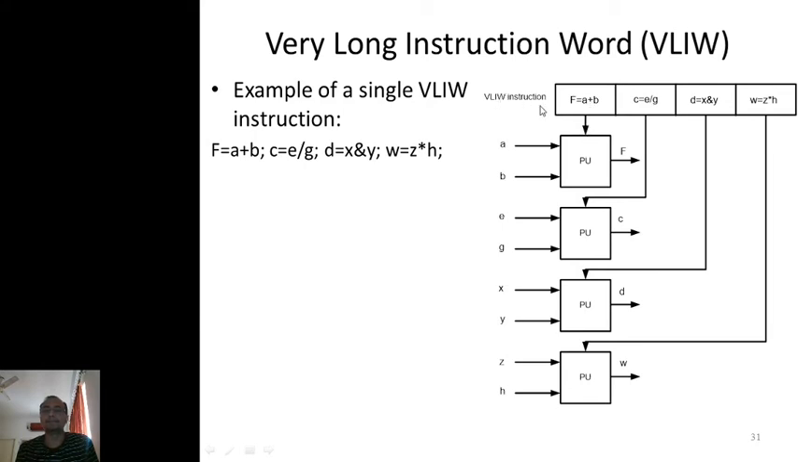So this is the VLIW instruction, which has multiple opcodes and multiple operands. The opcodes are designed in such a way that they indicate multiple operations, and the operands are also multiple. A, B, E, G, X, Y, Z, H are all the input operands, and F, C, D, W are the outputs specified in the one instruction, right? So all these are specified in one instruction.